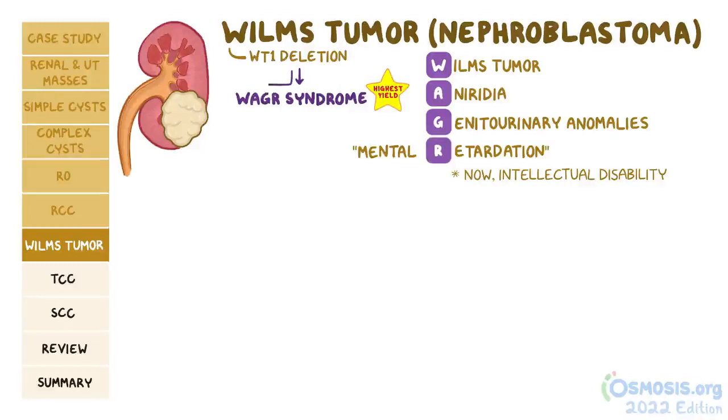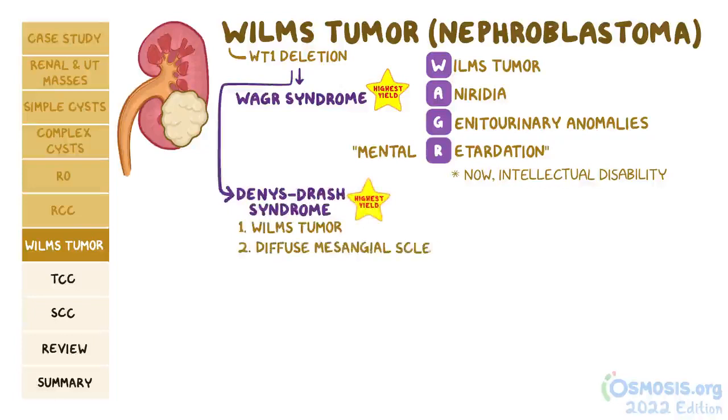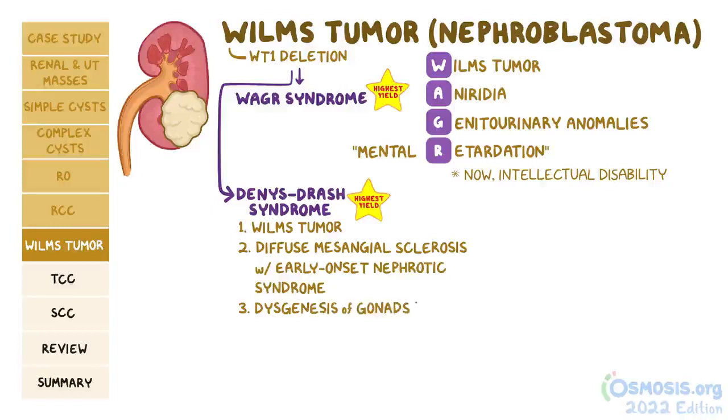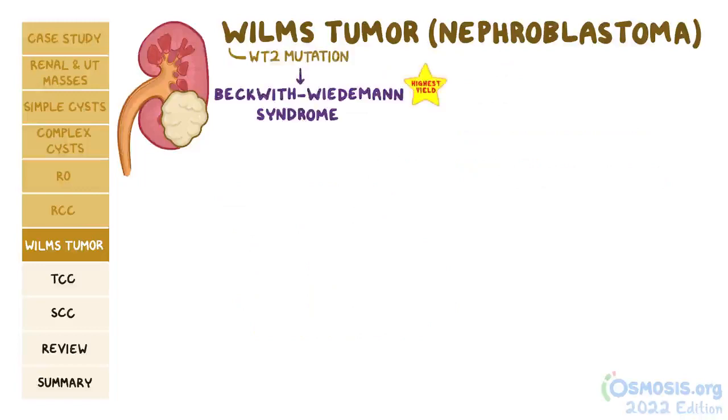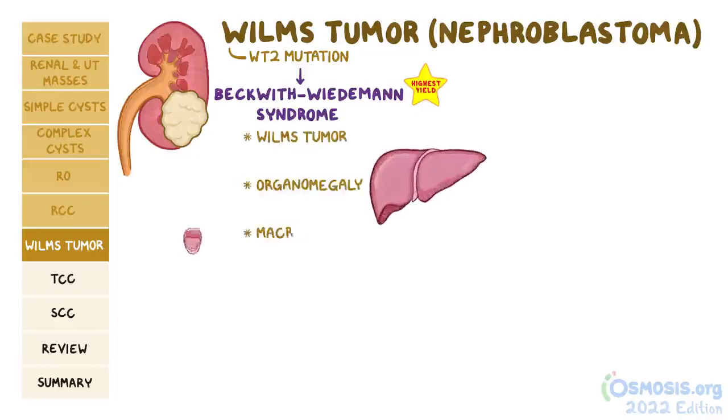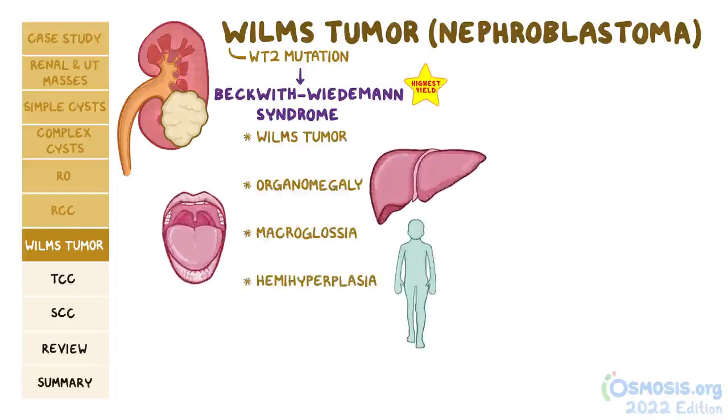WT1 mutation is also associated with Denys-Drash syndrome, which is a triad of Wilms tumor, diffuse mesangial sclerosis with early onset nephrotic syndrome, and dysgenesis of gonads or male pseudohermaphroditism. WT2 mutation is associated with Beckwith-Wiedemann syndrome, which is a pediatric overgrowth syndrome, where there's Wilms tumor, organomegaly, macroglossia or enlarged tongue, and hemihyperplasia, where structures on one side of the body are larger than the other.